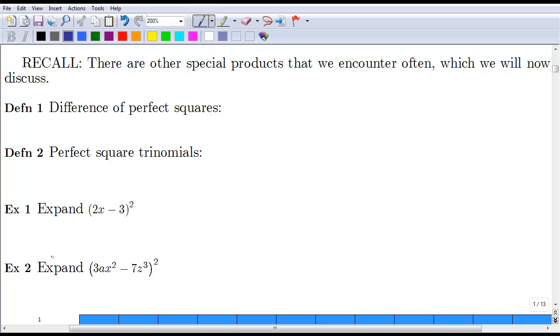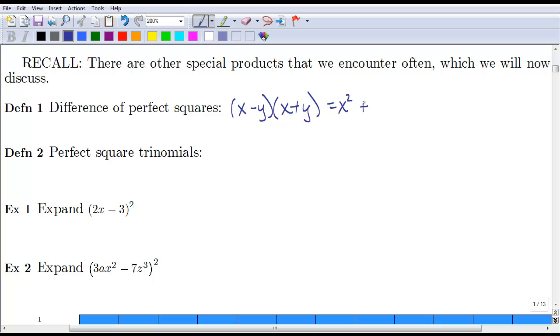A quick review of some of the other products that we talked about in Chapter 1. The difference of perfect squares. So if we have, for instance, x minus y times x plus y, then if we were to FOIL this out, we would get x squared.